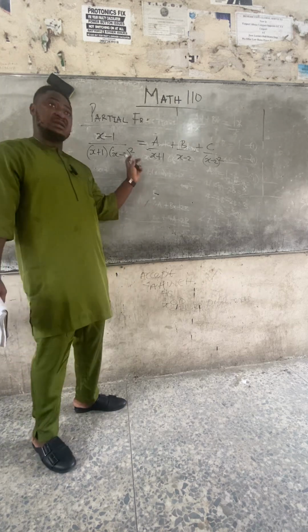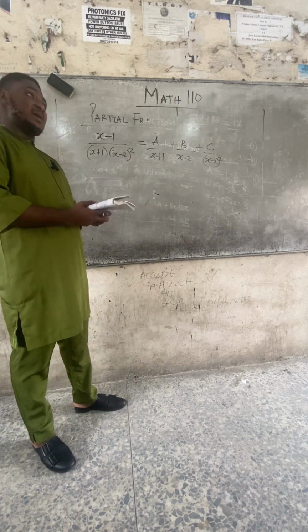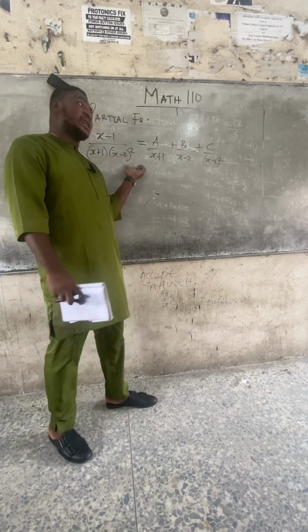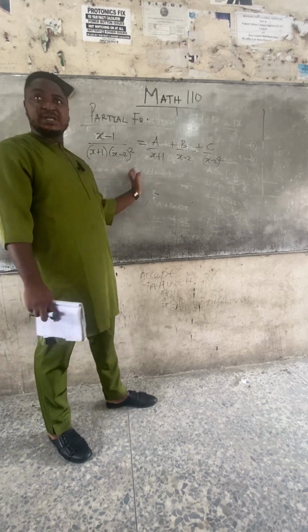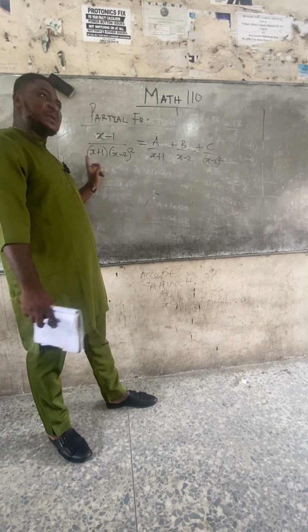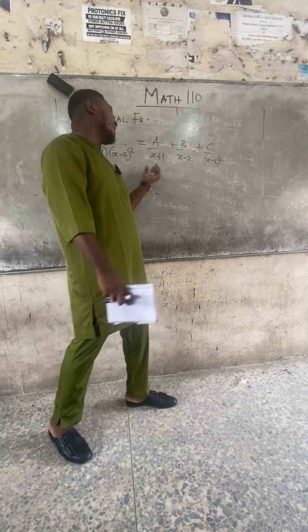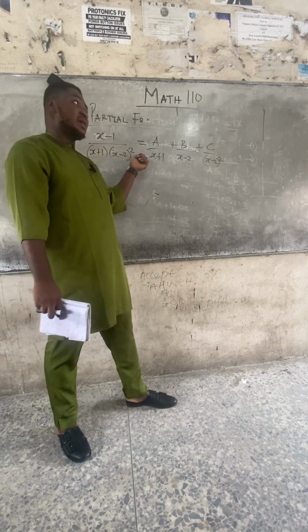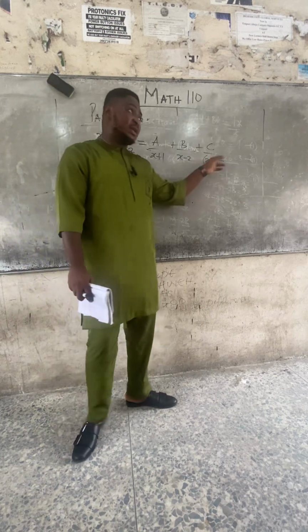This is the rule for what? Anytime one of your denominators is repeated, class, this is how you solve for it. It will be A over this guy that is not repeated, plus B over this guy that is repeated, but don't put the square. Then plus C over this guy, now with the square.